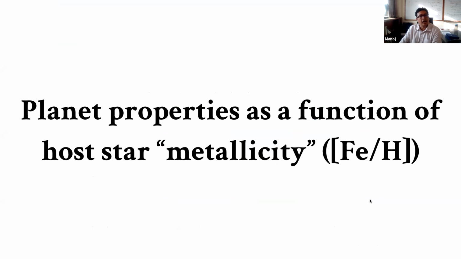Okay. Then let's move on to the planet properties and the next host star property, which is the metallicity. I hope you have done some stellar evolution course or something. See, stars are composed of elements, right? And the most abundant element in the universe is hydrogen. The second most abundant element is helium, and the third most abundant element is oxygen, and so on.